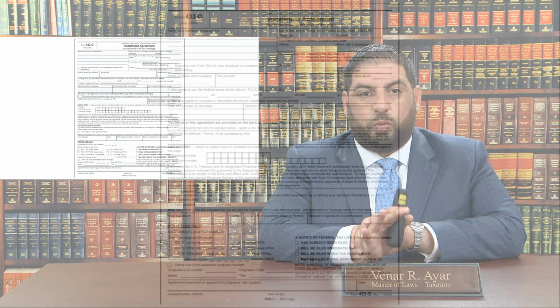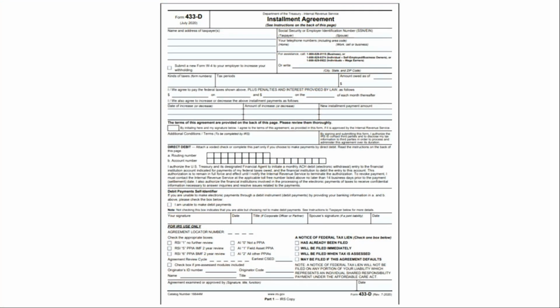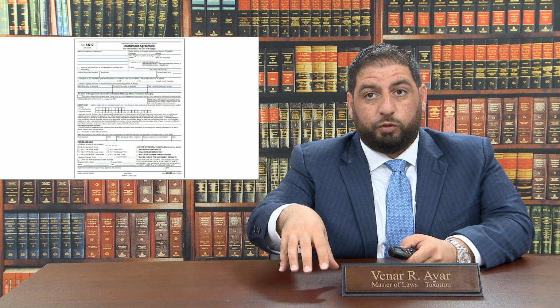This is the actual form of the agreement. If you make a proposal, I like to do them on the 433D form. That's what we're looking at. So when I want to propose an installment agreement, I'll fill out the 433D with all the terms, but you don't have to. You can just write a letter, or you can do it verbally, as long as you meet those three requirements.